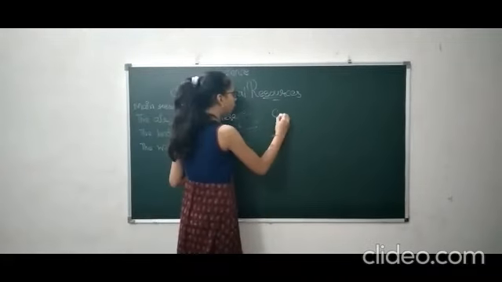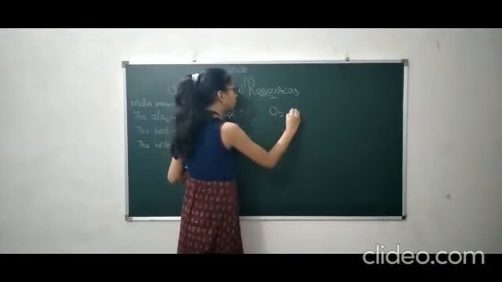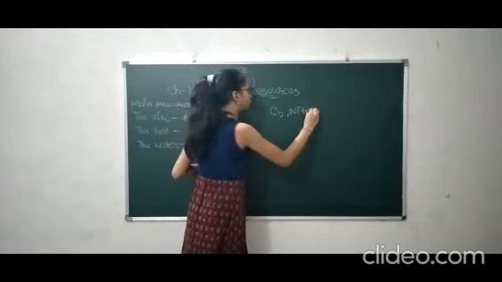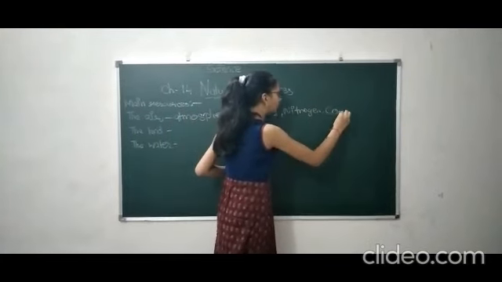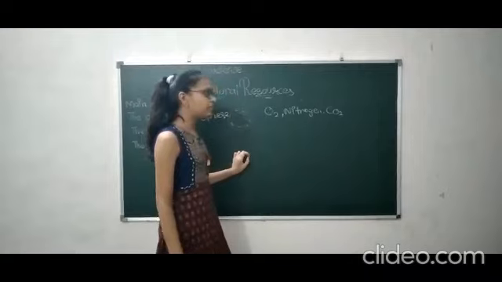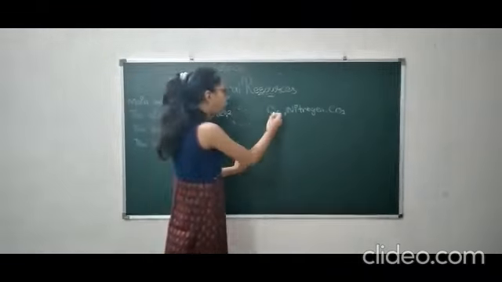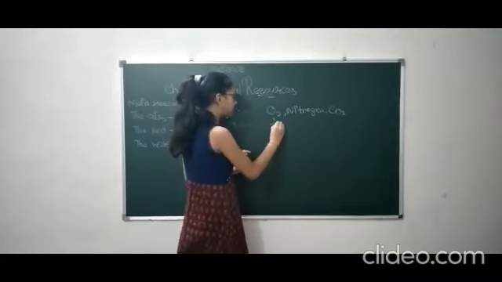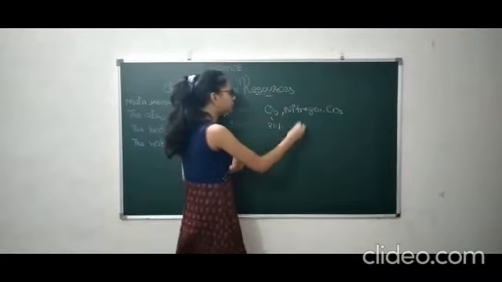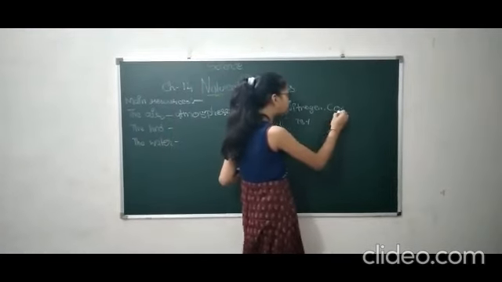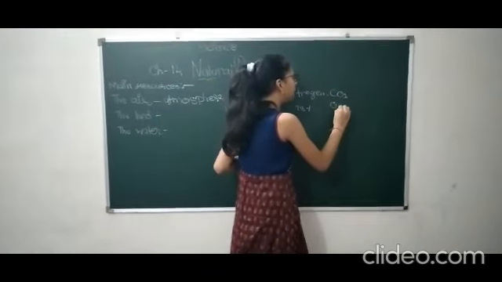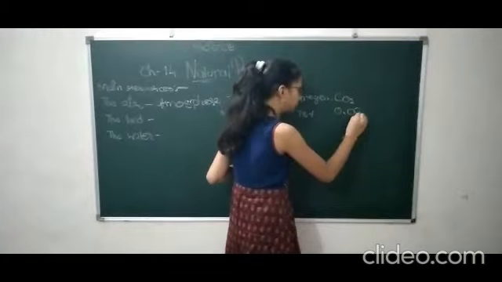Gases like oxygen, nitrogen, carbon dioxide and many other gases plus dust particles also. Oxygen is about 21%, nitrogen 78% and carbon dioxide we can say is 0.03%.